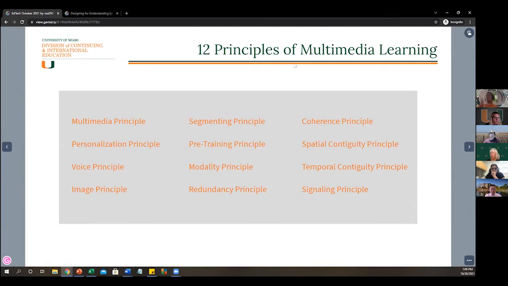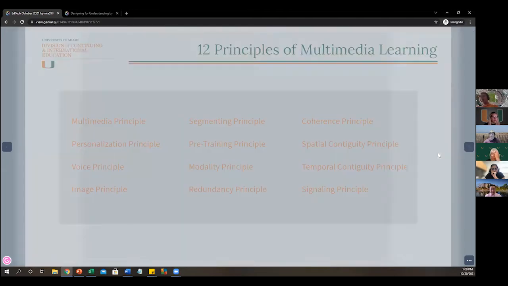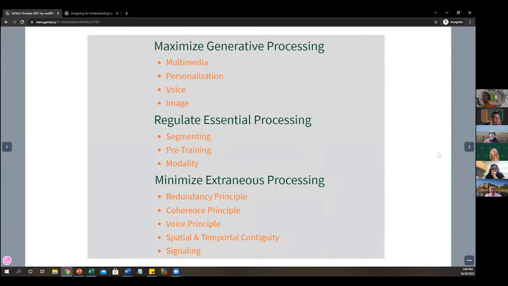There are a few that even if you don't decide to look at all 12 of them, which I recommend you do, there's some that, and these are the categories that these fall into. There's some that I really recommend that you pay attention to, especially, and we'll get into that in the next slide. But the reason that these principles are important is because they tackle different parts of the way that the brain processes information. And these are the 3 types of processing that occurs when students are learning. And the categories that those 12 fall into.